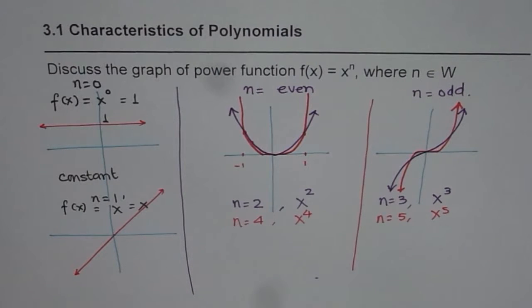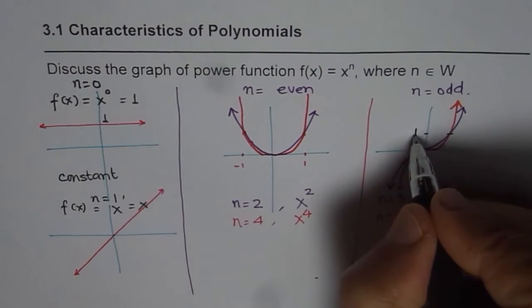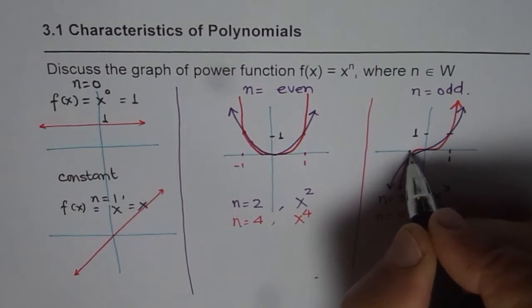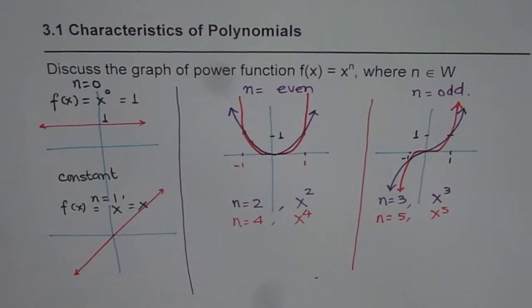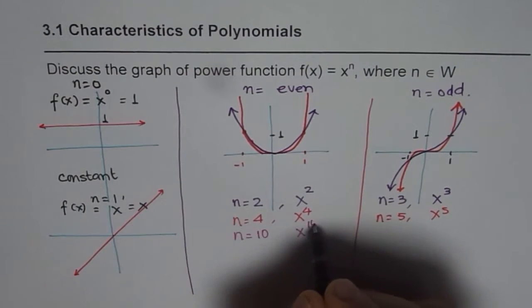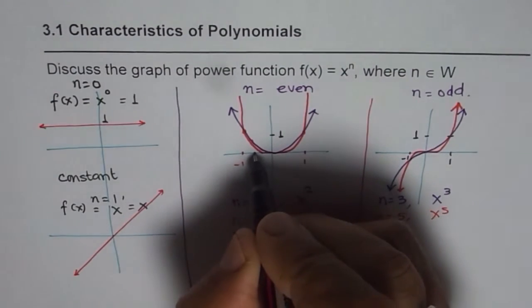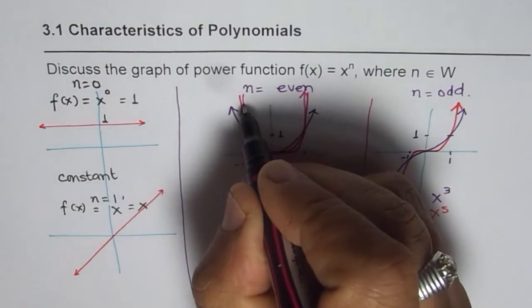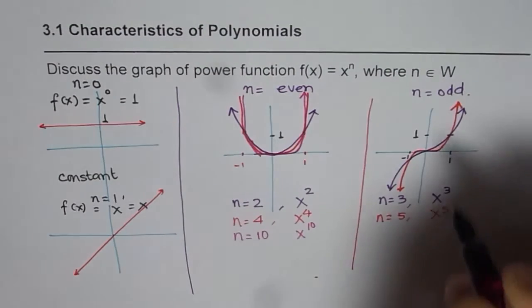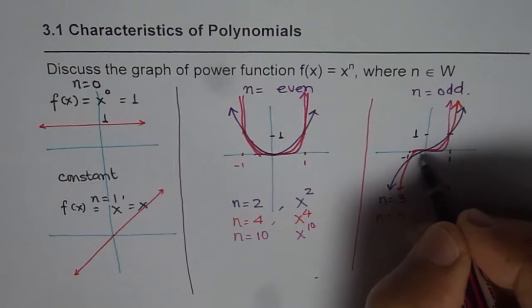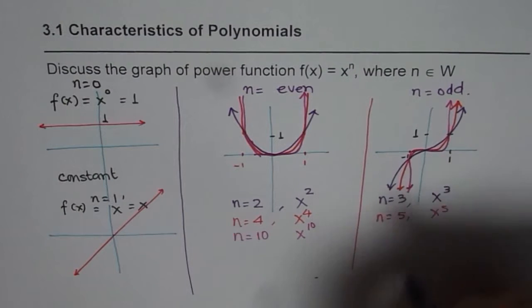So it's very important to understand this aspect. We are saying that this point is 1, and here minus 1. Now as the n value increases further, if I make n as 10, then it becomes x to the power of 10. The graph basically becomes flatter here and more steeper, right? So we are having a very close look at it. It's not vertical, remember that part. The only thing we are saying is it becomes more flatter and more steeper. That is what we are trying to understand here, correct?